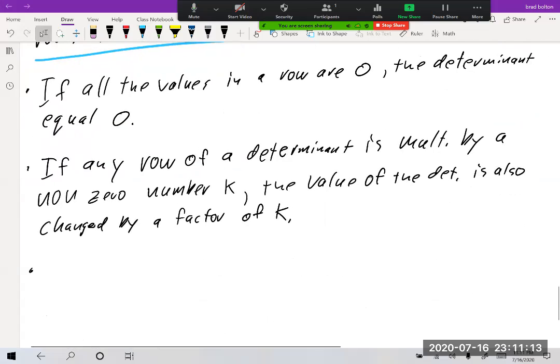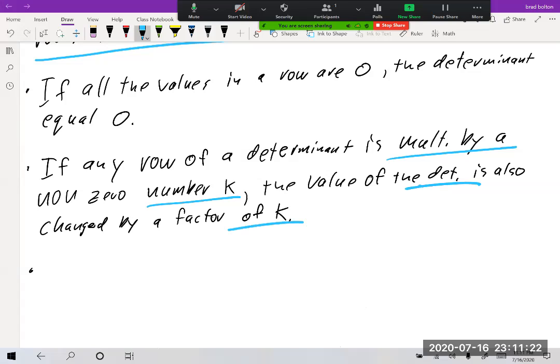Okay. This one says that if you multiply a row by a number k, then the value of the determinant is changed by a factor of k. Okay, so that's another one of the row operations.